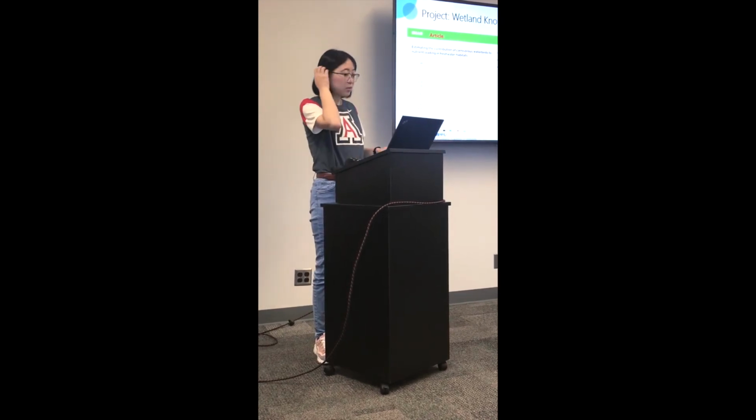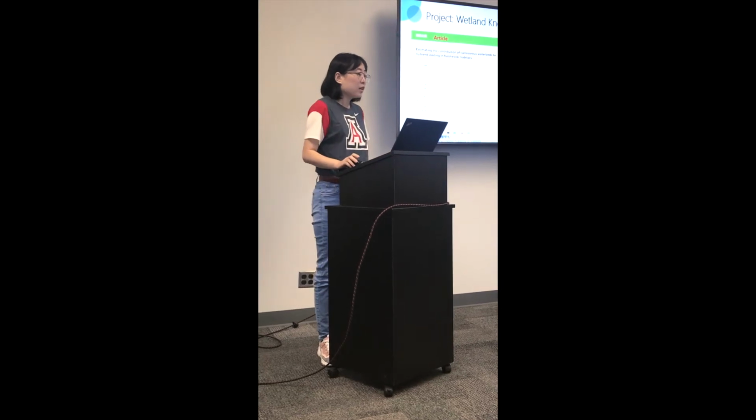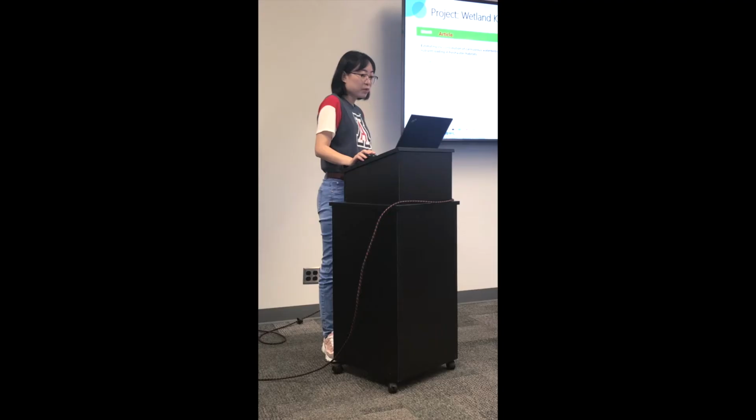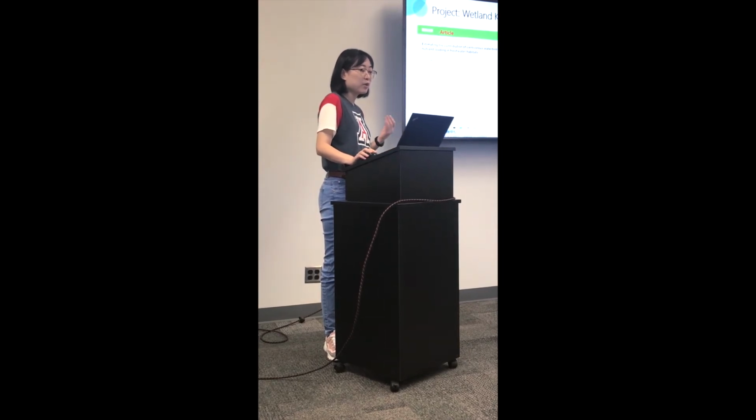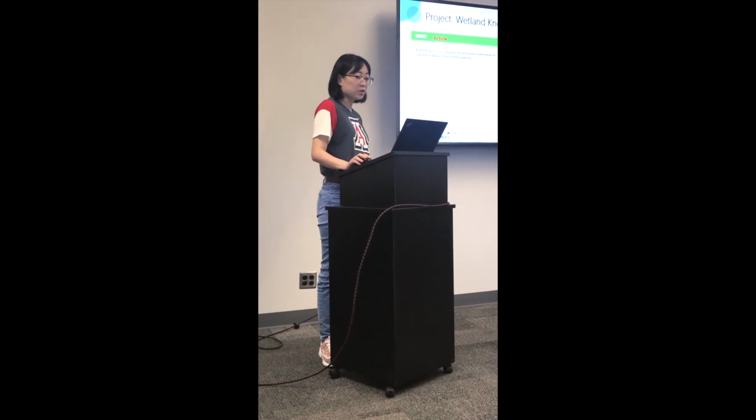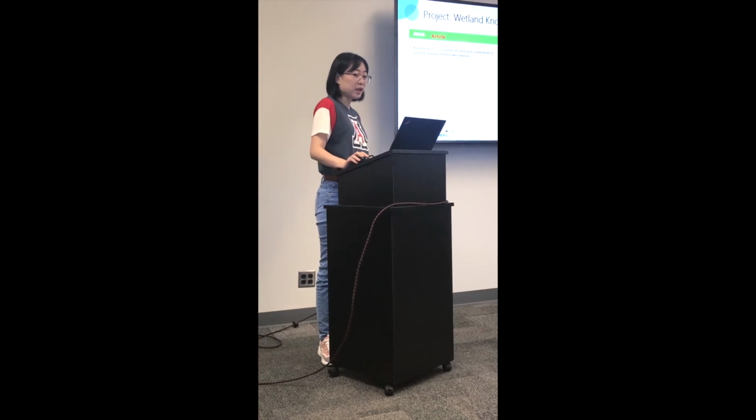Also, we can provide a research network. If we check an article, we can see the authors and the organization of the authors. Also, the keywords of this article. And we can also show some related information, because we can mine some information from the article, like the animals contained in this article, so we can extract this and it can show you the related animals.